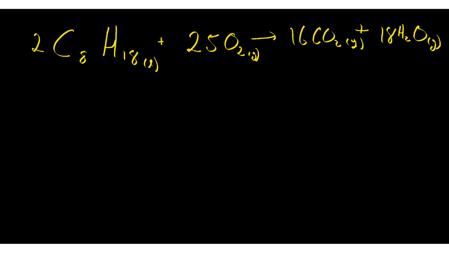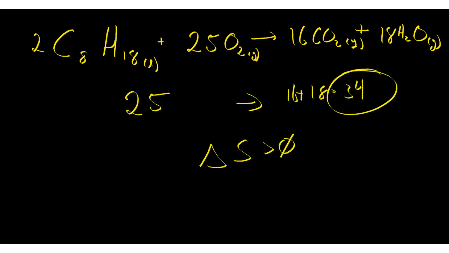You back? All right. So when we look at this, we have 25 molecules of oxygen on the left, and 16 plus 18 is 34 molecules of gas on the right. 16 carbon dioxide and 18 water is 34 total molecules of gas. So once again, entropy is increasing for this reaction. So when you're looking at chemical reactions, count up all the moles of gas on the reactant side, all the moles of gas on the product side, and compare them. That's all you have to do.